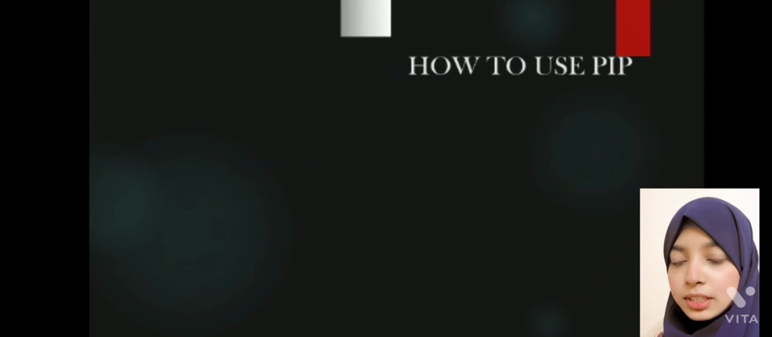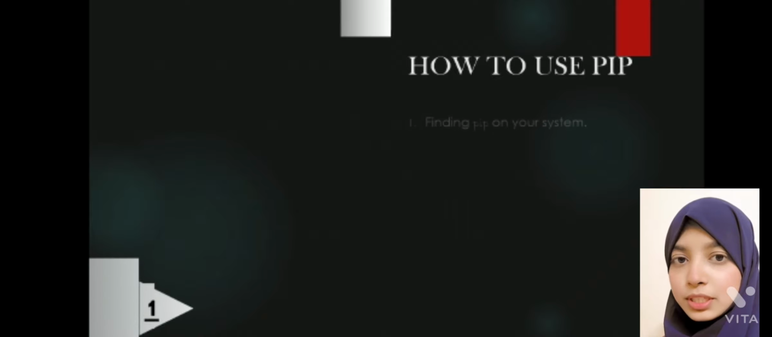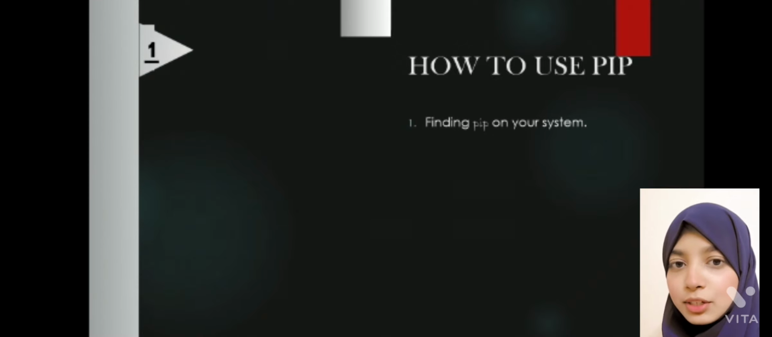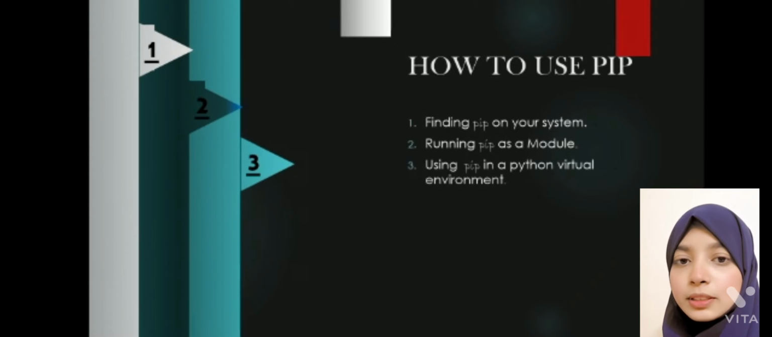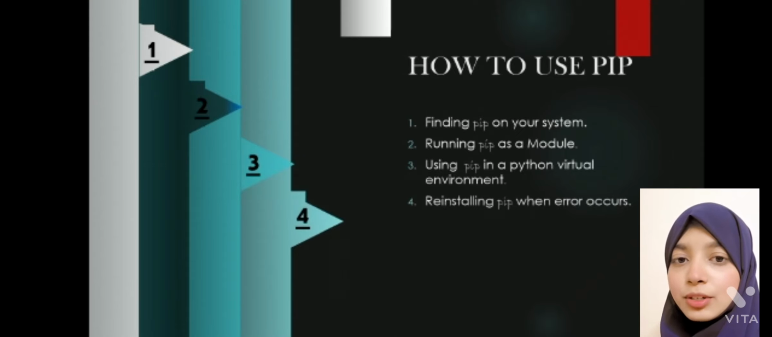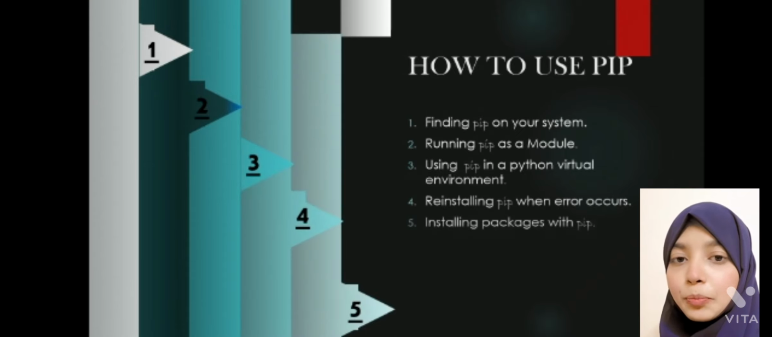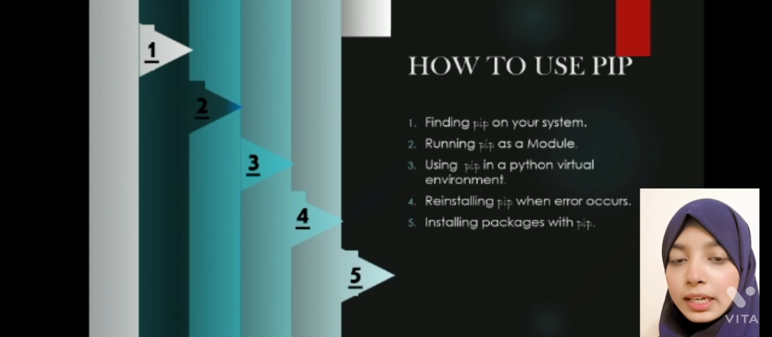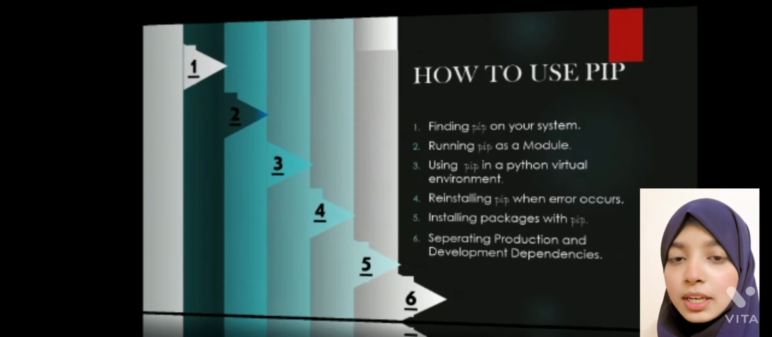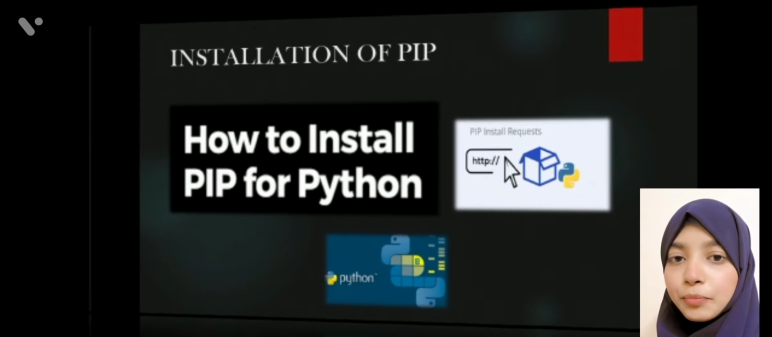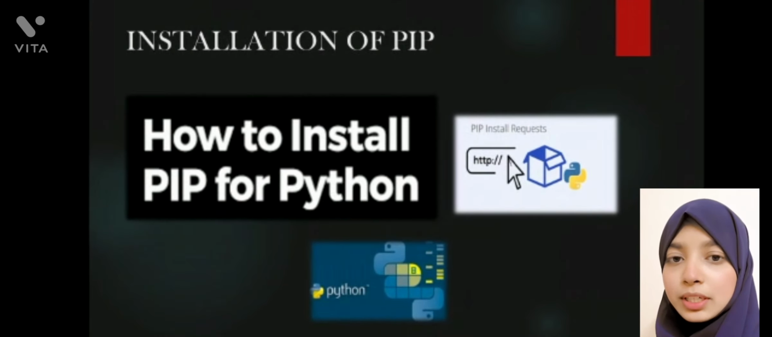How to use pip? Now let's get to know about how to use pip. First, we have to find pip on our system, running pip as a module, using pip in a Python virtual environment, reinstalling pip when an error occurs, installing packages with pip as per our requirement, separating production and development dependencies. So now we already know that pip is automatically installed when we download Python.